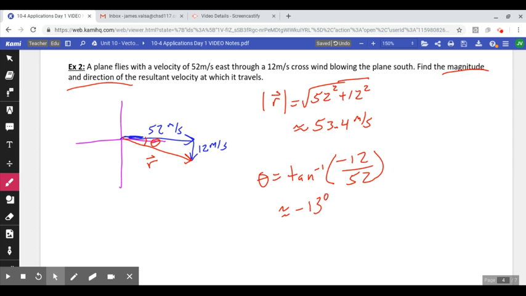So that wind is going to push that airplane off just about 13 degrees, which is not nothing for sure. You could also represent this as just being 13 degrees. That's fine. So the direction we'll just list as negative 13, but 13 degrees south of east would be okay. And then the magnitude here, which is the actual velocity of the airplane traveling through the air, would be 53.4 meters per second.